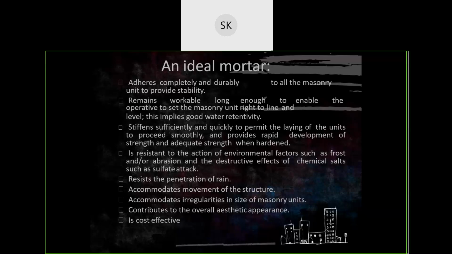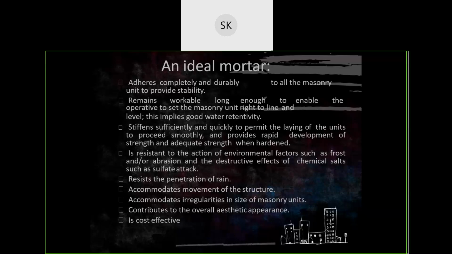Then it should resist the penetration of rain. Obviously it shouldn't allow the rainwater to come to the other side. It should accommodate movement of the structure. When you see the construction of a wall, brick blocks are placed one by one. You must have seen they apply some paste over the bricks, so that is mortar. It should accommodate movement of the structure once it is hardened.